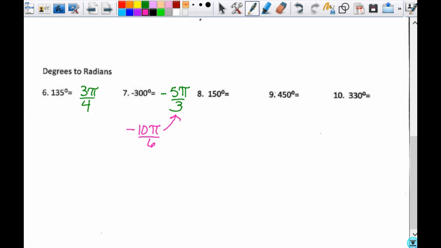All right, so 150. What would we divide into there? 30. We go with 30, right? So that's pi over 6. How many times does 30 go into 150? 5, right? So this is going to be 5 pi over 6. All right, do the next two.